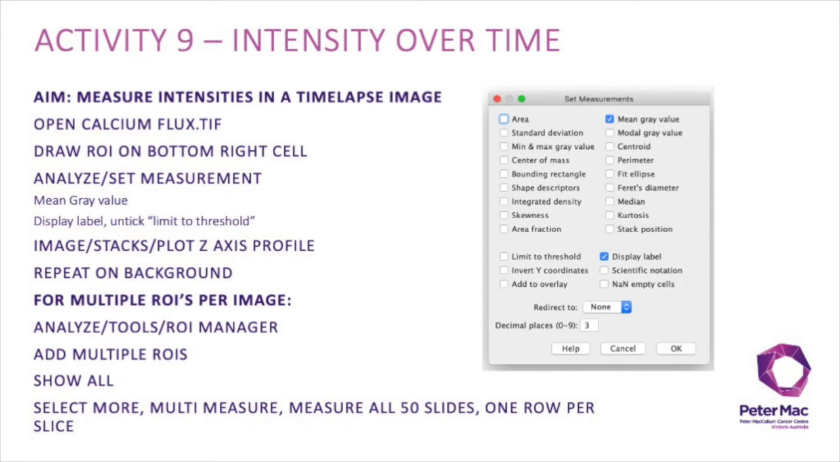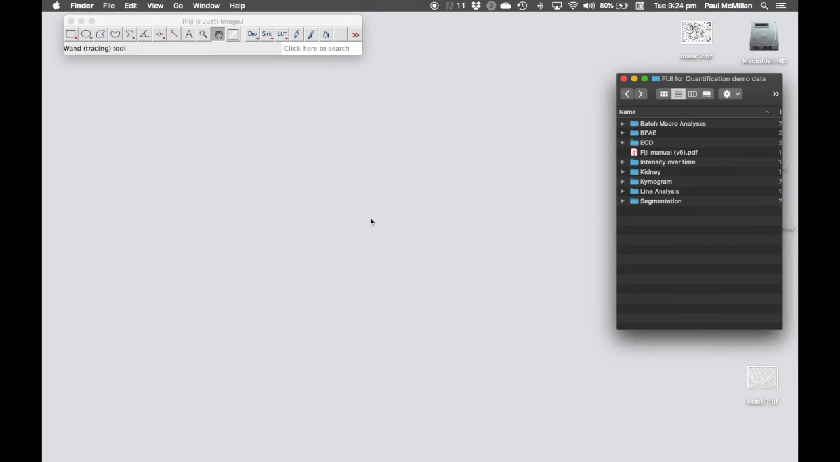Activity 9, Intensity over time. In this activity, we use region of interest tools to measure intensity in a time-lapse image. So to measure intensity in a time-lapse image, we are going to go to intensity over time and open up this calcium flux.tif image.